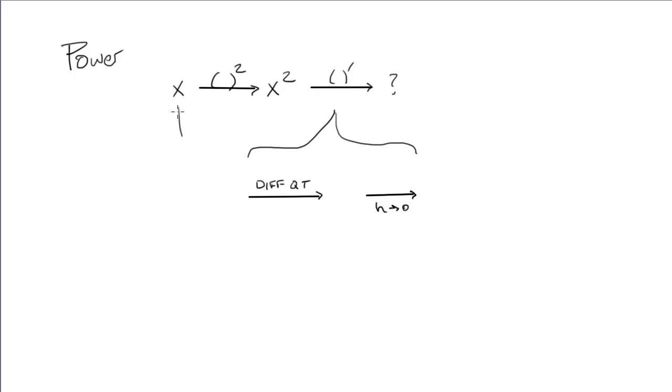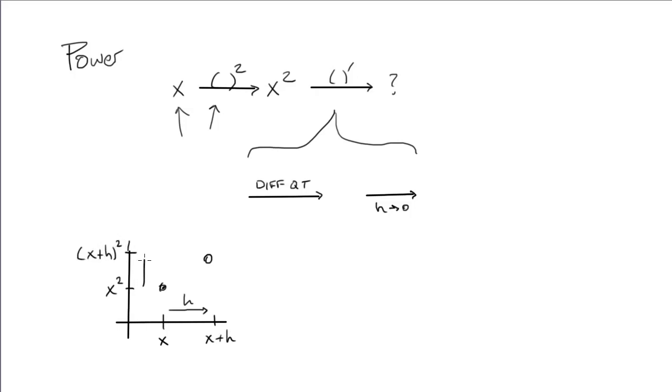Now I need a point and a function to start it off. The mapping notation tells us both. So I'll plot that information. I go over h units, giving me another input point to go into the function. And now I assemble the slope and get my difference quotient.